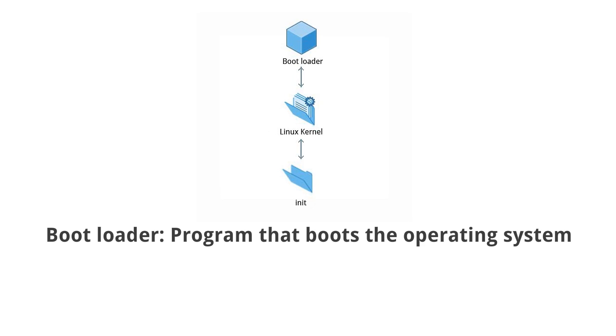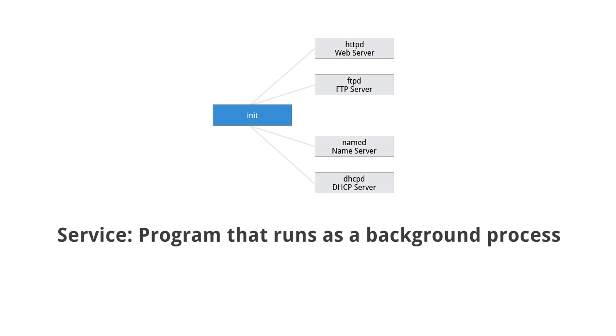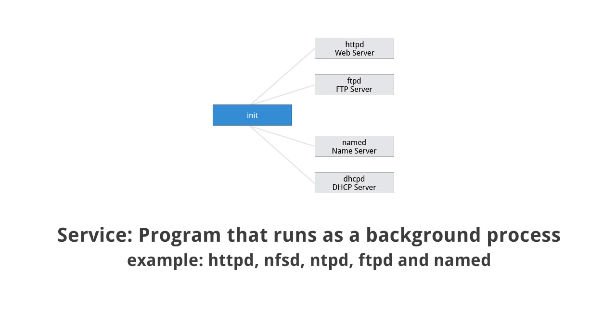The bootloader, as the name implies, is a program that boots the operating system. Two examples of a bootloader are GRUB and ISOLINUX. A service is a program that runs as a background process. Some examples of services are httpd, nfsd, ntpd, ftpd, and named.